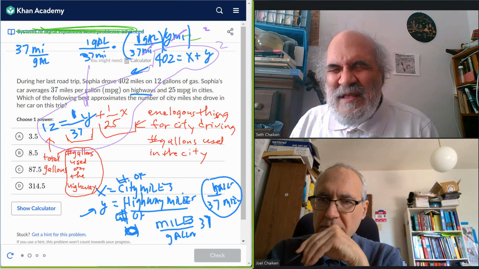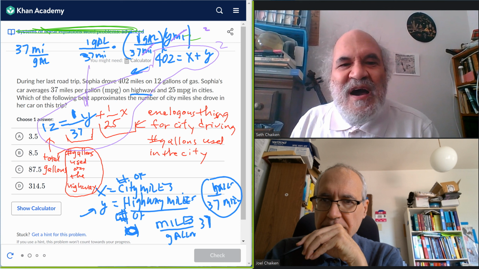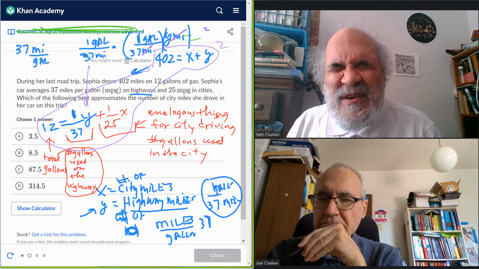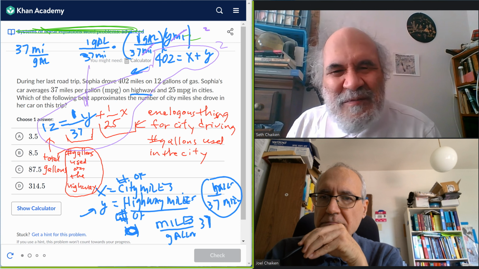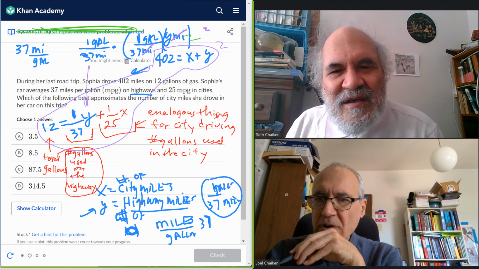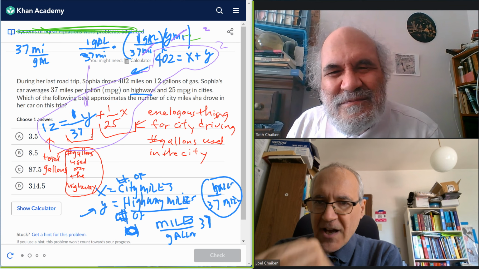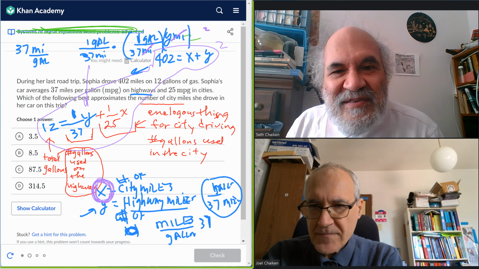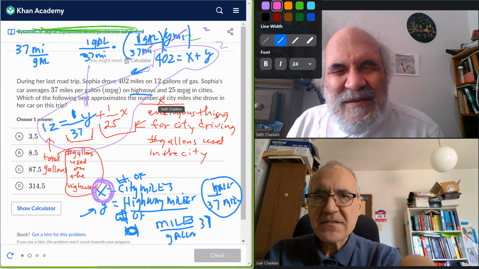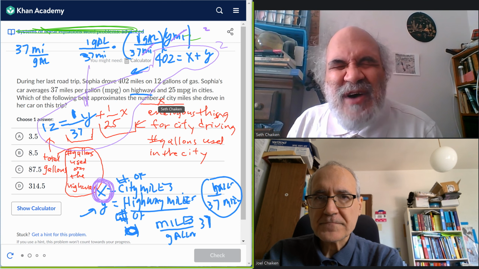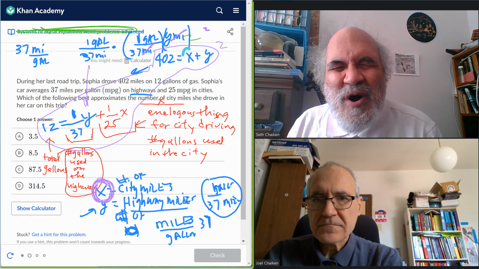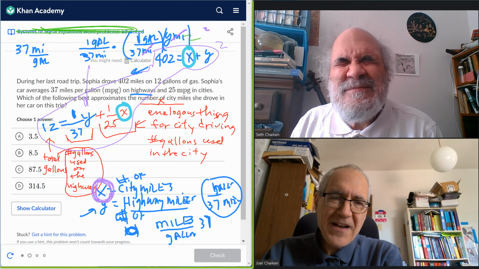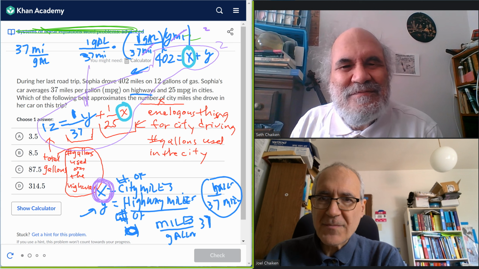Now let's see. We've got two equations and two unknowns, but what does the question ask for? It asks for the number of city miles. The number of city miles is x, so we have to solve for x. So instead of solving for both x and y, what we should do is eliminate the y. Of course, obviously.